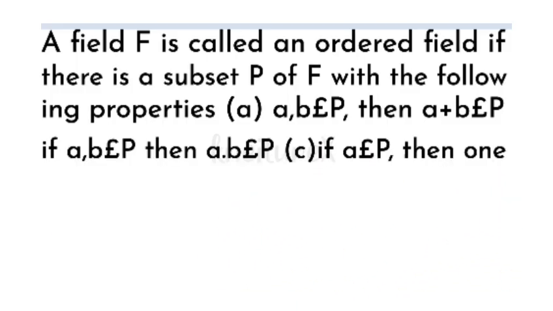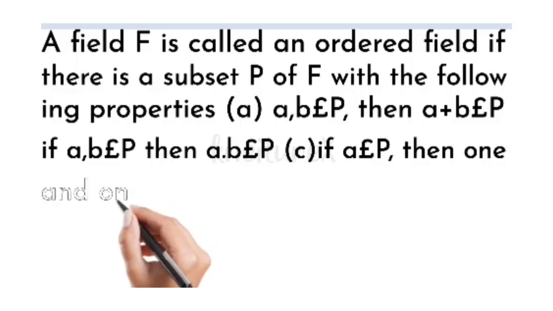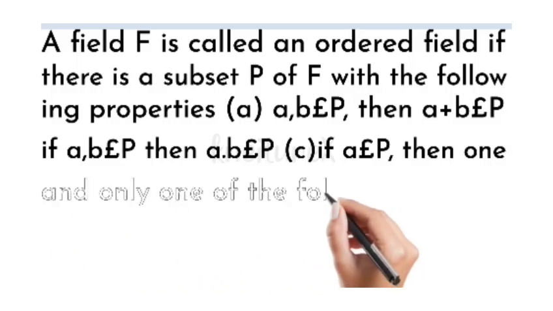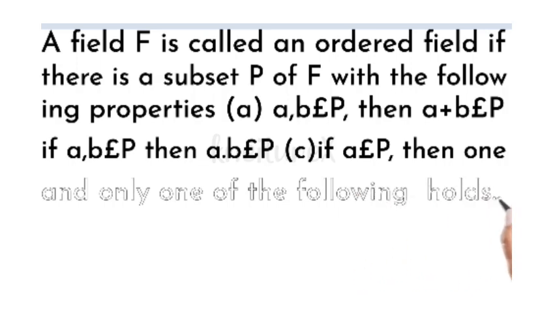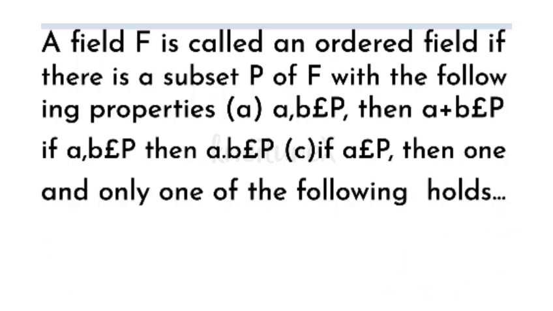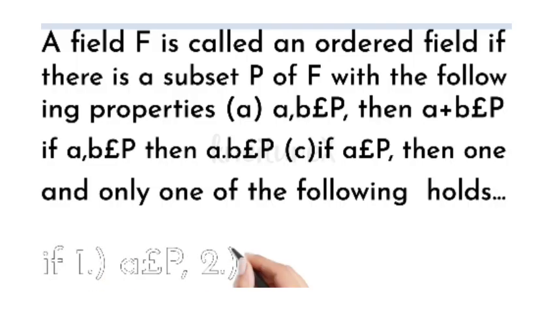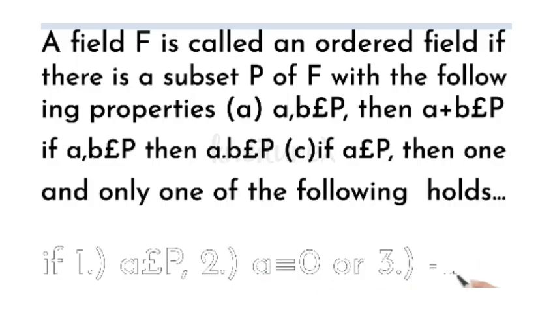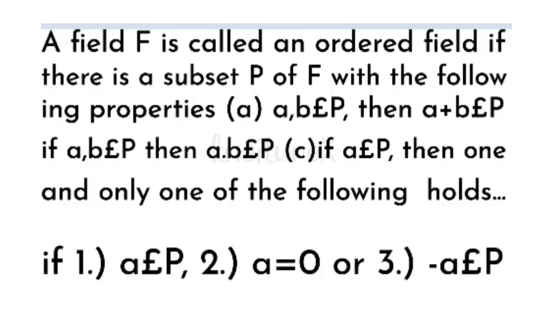The second one is if there are two elements A and B in the subset, then there must also be an element that is the product of A and B, which is also in the subset. And for C, if there exists an element A in F, then one of the following must hold. Either A belongs to P, or A is the special element 0, or the negative of A is in our subset. Not every one, but one of these three must hold.